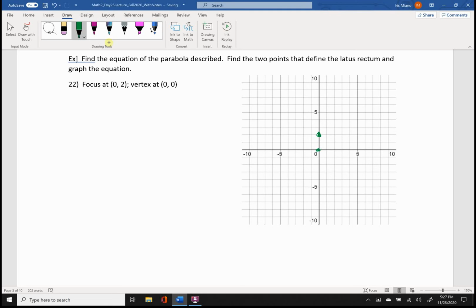Vertex there. Okay, and the directrix line has to be on the other side of the vertex, and it's going to be horizontal here. So this will be more or less my directrix line there. Furthermore, the fact that my focus was (0, 2), this 2 value actually gives me my a. Okay, so from here I can say I know a equals 2.